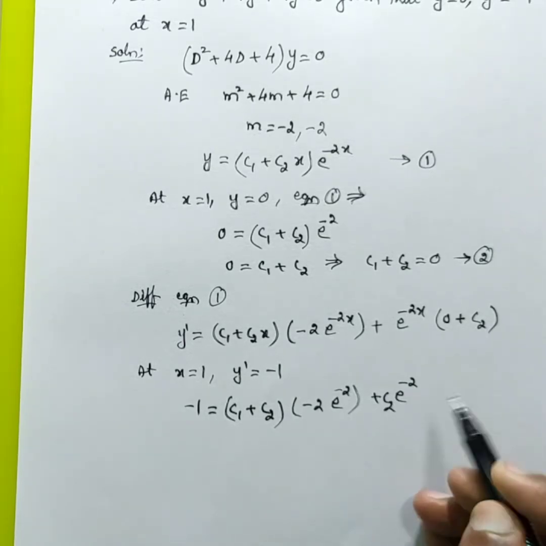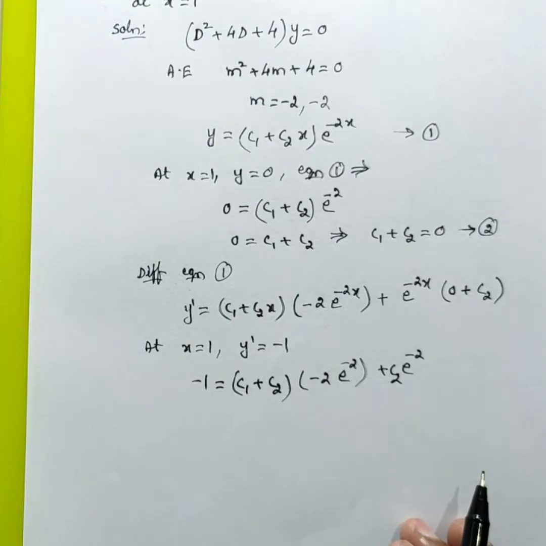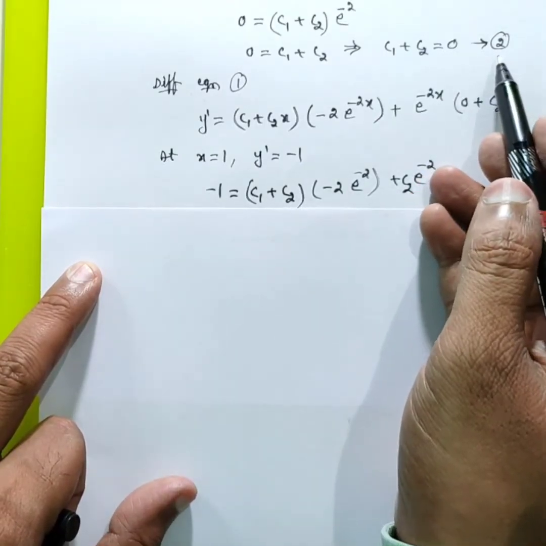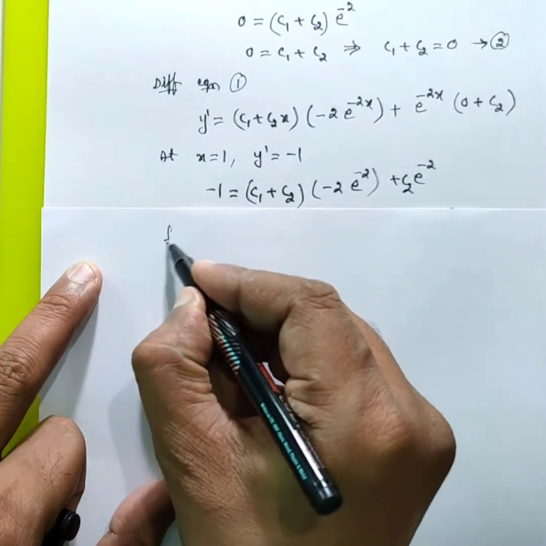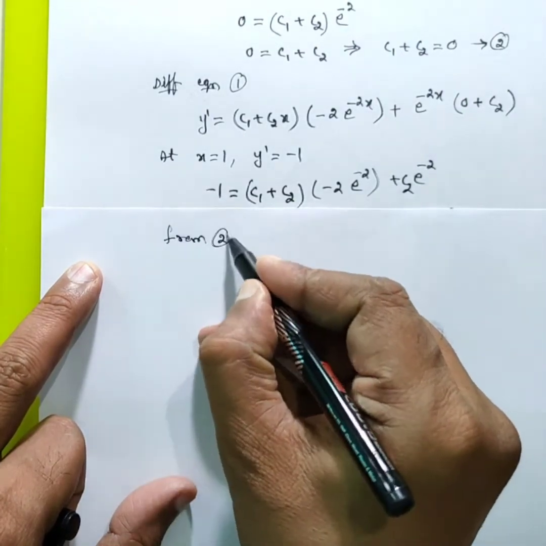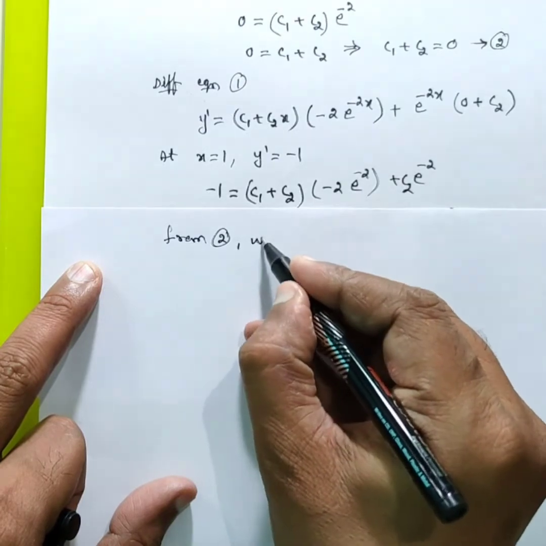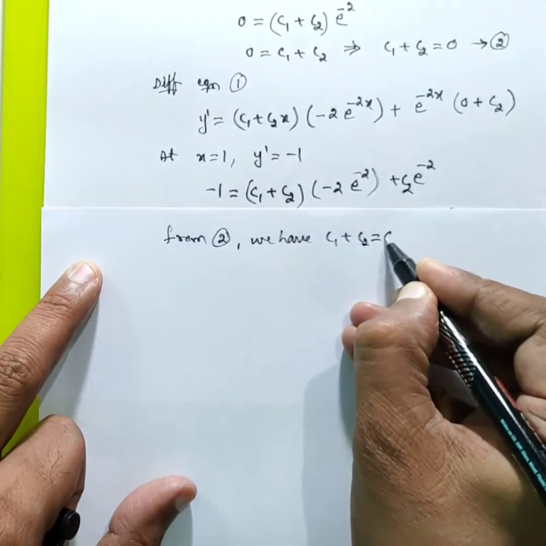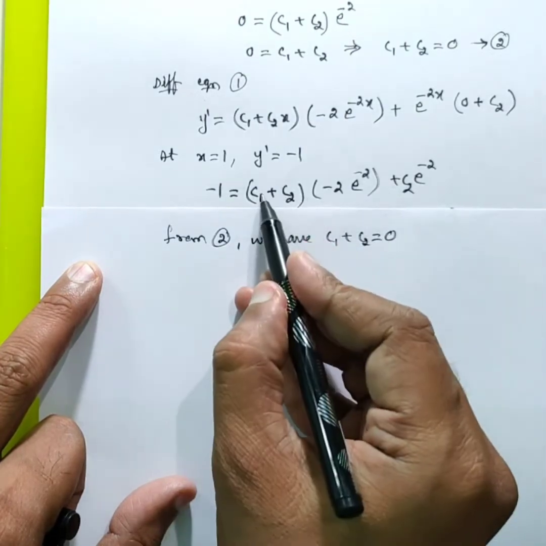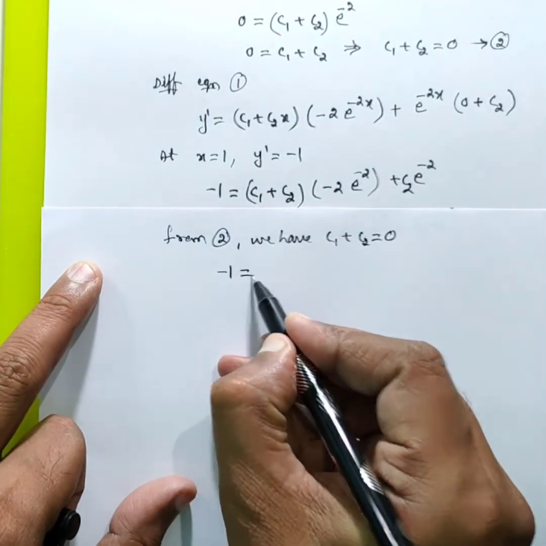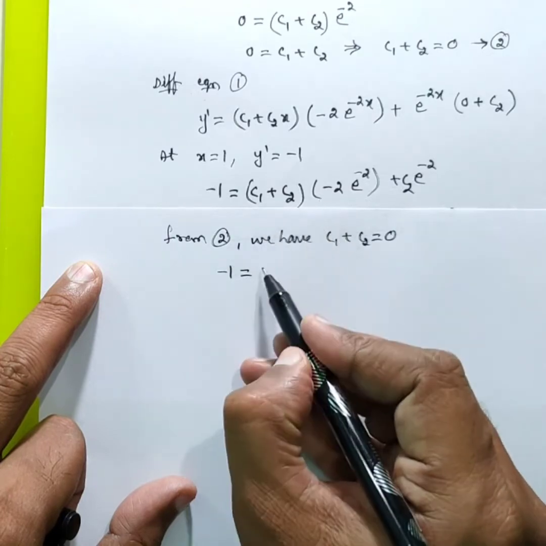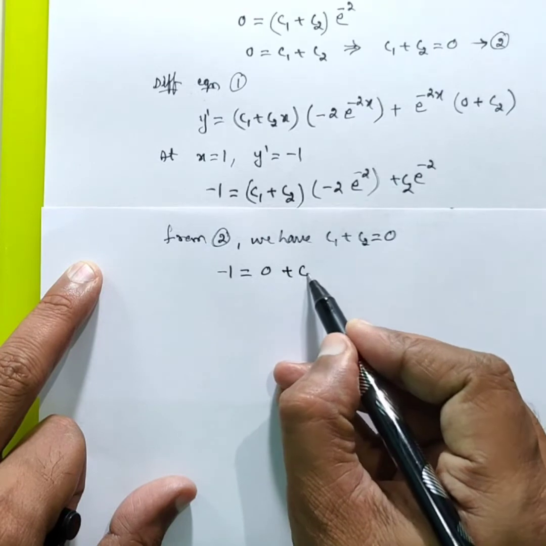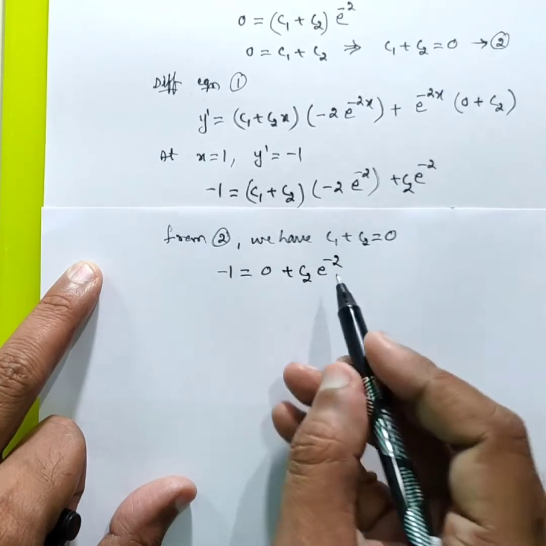So I can write C2 e power of minus 2. But we know the value of C1 plus C2 is 0. So from equation number 2 we have C1 plus C2 equals 0. If I plug in the value over here, I will be getting minus 1 equals, so this becomes completely 0. 0 into anything will be 0, so we will be left with C2 e power of minus 2.